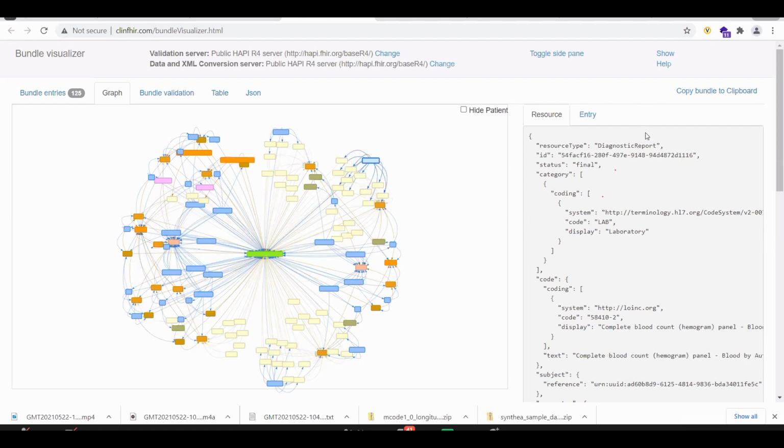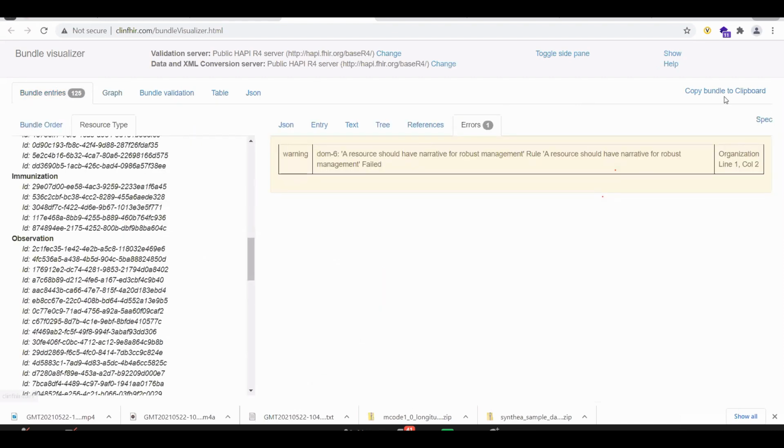Also, if you have a bundle and you want to visualize the relationships within that bundle, you can upload a bundle and look at it. So you can do that, okay? So that's the bundle visualizer, that's a graph.